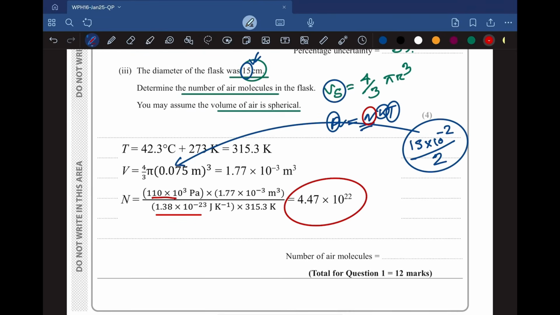This answer can also be given in 2 or 3 significant figures. So we will write our answer as 4.5 into 10 to the power 22. It's better to give it in 2 significant figures because the data provided was in 2 significant figures. So I will write my final answer as 4.5 into 10 to the power 22. Now let's move on to question number 2.